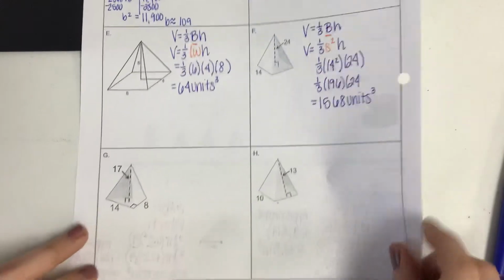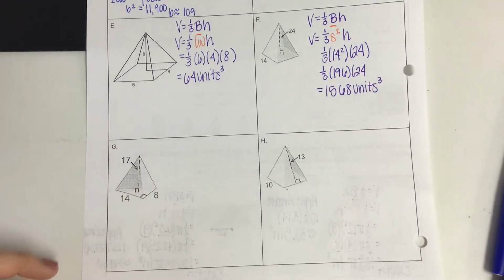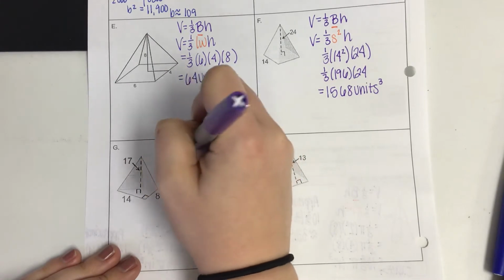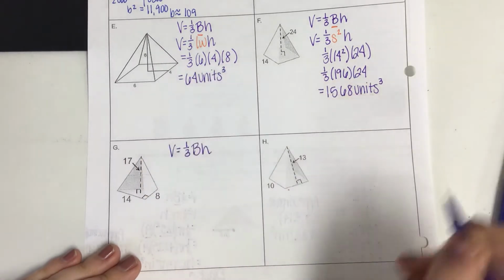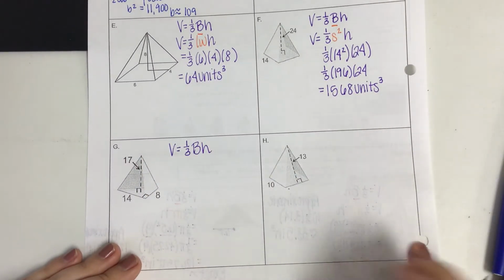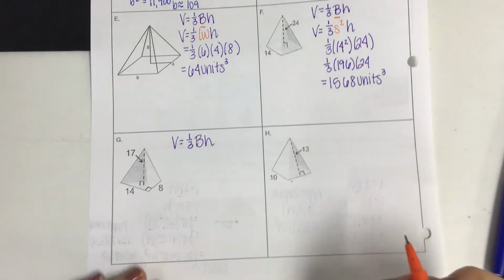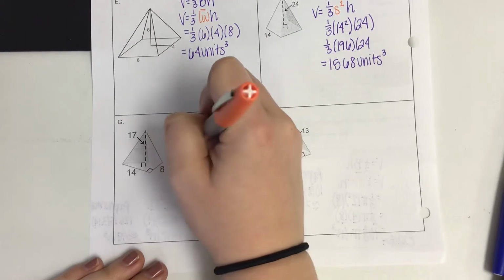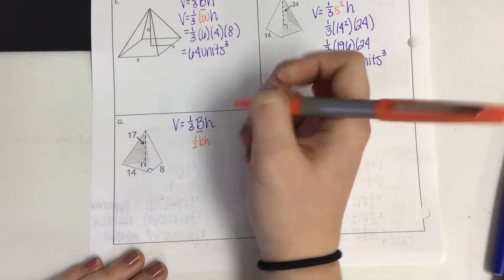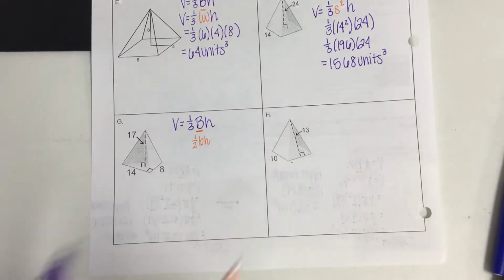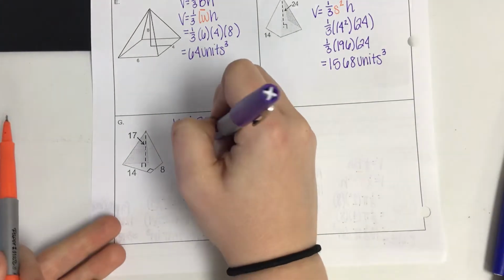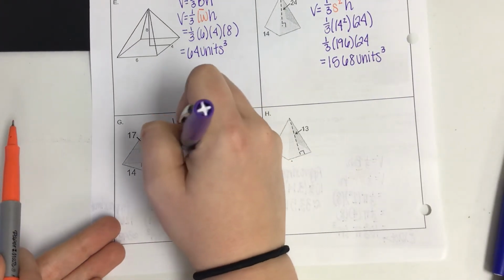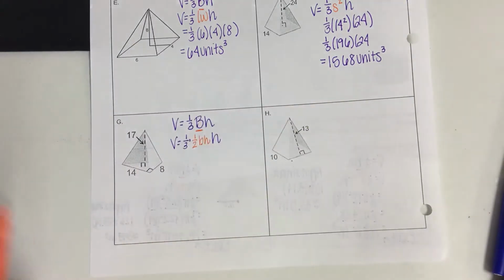Okay, letter G is a little bit different because I want you to notice that we have a triangular base this time. So we have 1/3 area of the base times height. Okay, so our base this time, since it is a triangle, the area of a triangle is 1/2 base times height of the triangle. Then our purple H represents the height of the pyramid, and we still have a 1/3 in front. So this one, we have a lot of parts to it.